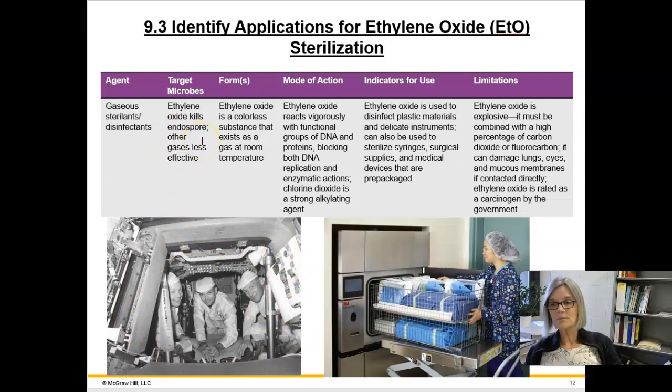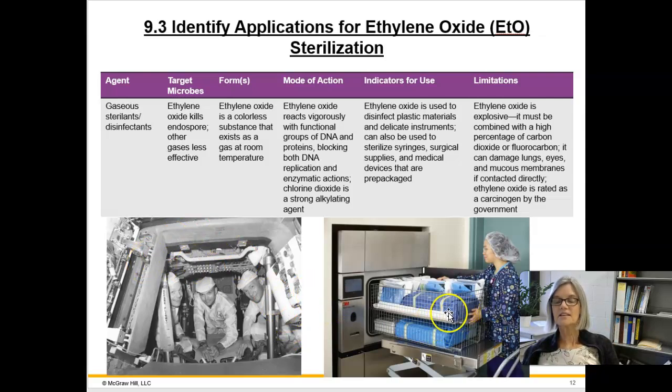So they put it in a chamber, they pumped this gas in there, and it gets in all the spaces, and it sterilized it. And so you can do that when you have very sensitive equipment and something that can't get wet. You can't put liquids on it or anything like that.